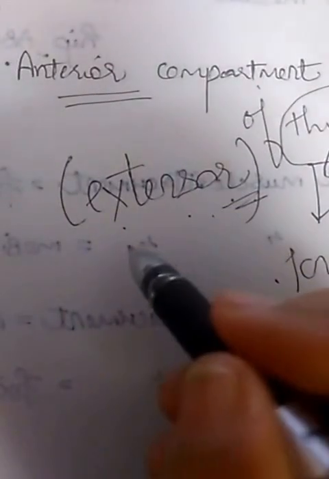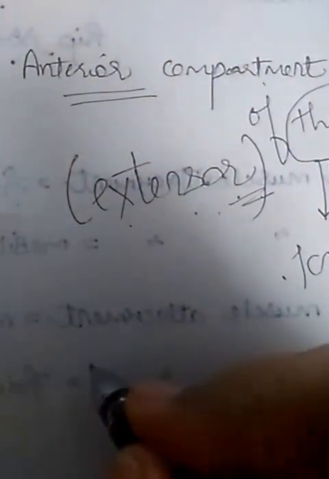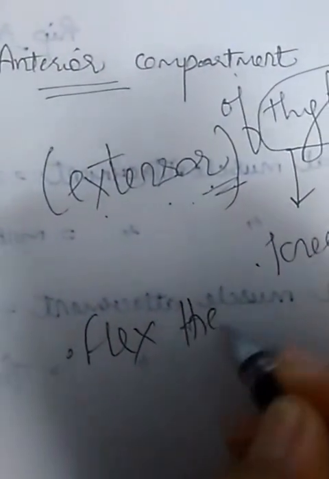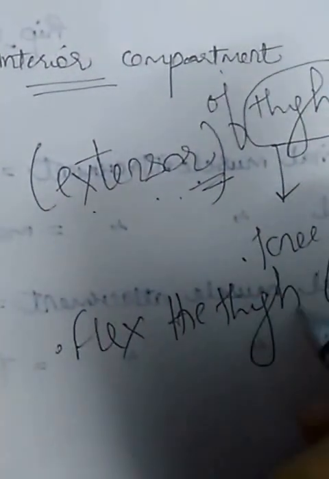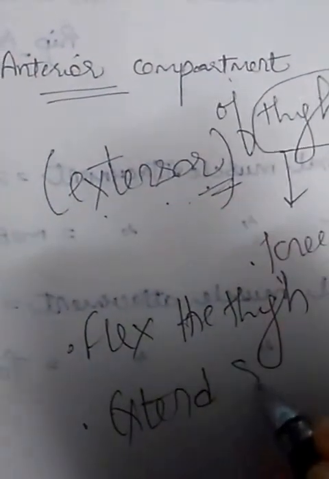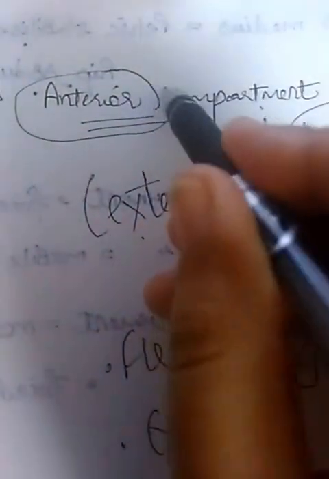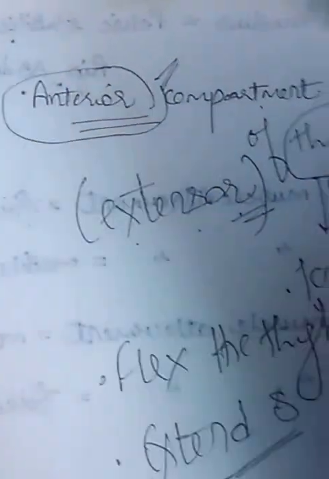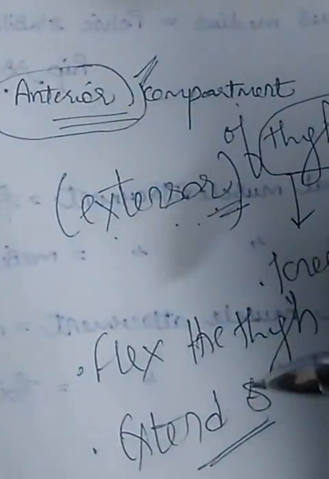Otherwise you should know that these mainly flex the thigh at hip joint, and extend the leg at knee joint. About that we will discuss in much detail when we discuss the lower limb in detail. First you should know these things.